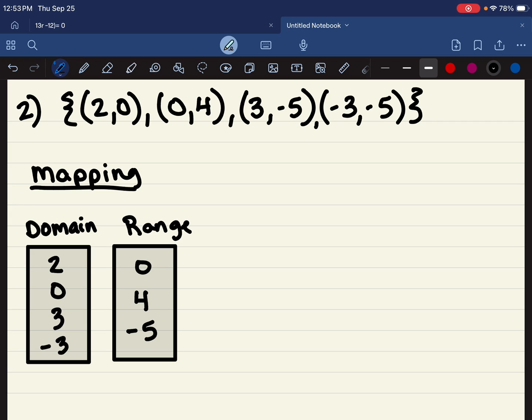Okay? Now, do I still have to draw arrows to match up the ordered pairs? Yes. Where does the 2 go to? 2 goes to 0, 0 goes to 4, and what do both 3 and -3 go to? Both of them go to -5. Okay? So that's the only difference when a number repeats. It'd be the same idea if it was an x, they would just go to 2 different ranges.